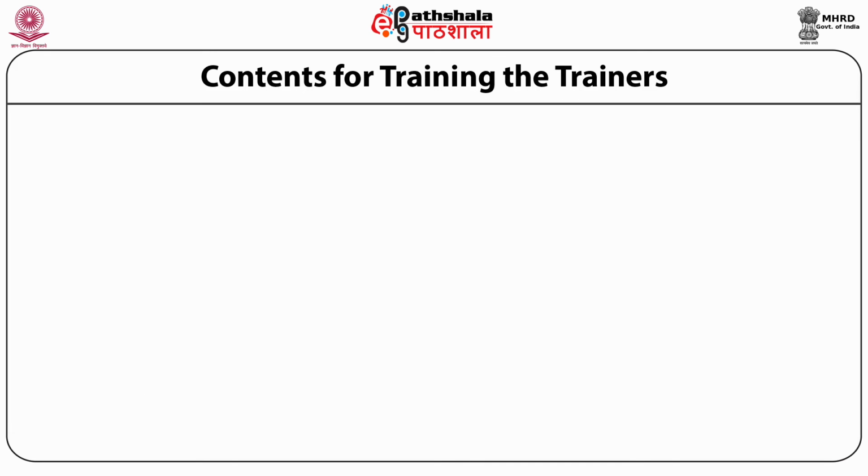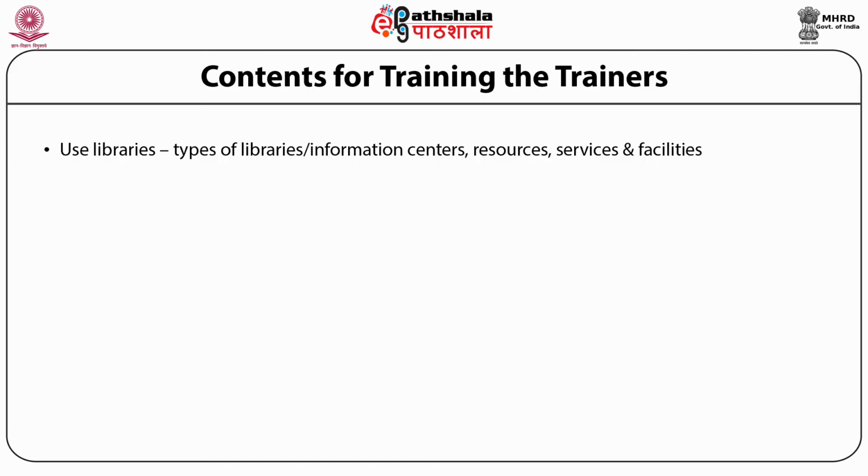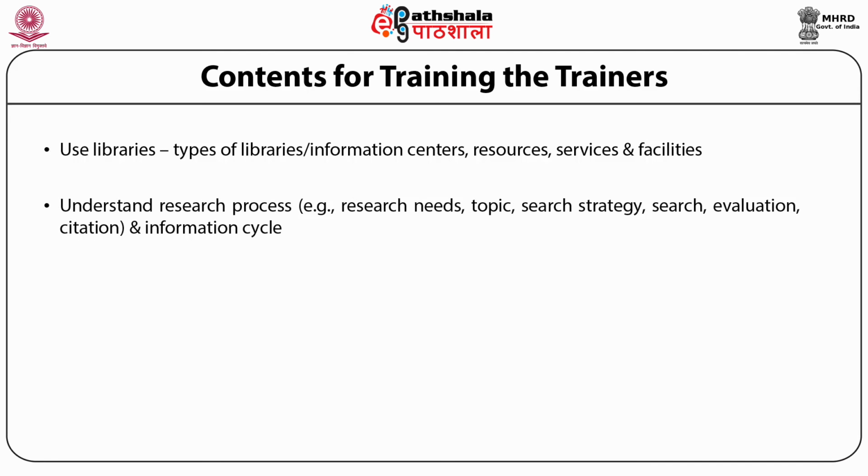Contents for training the trainers means the content for library and information professionals. Use of libraries, different types of libraries, information centers, their resources, services, facilities. Understand the research process, meaning the research needs, topic, search strategy, search, evaluation, citation and information cycle. This means how the information is being generated, how the information is being used, how the whole information cycle goes on. If the library professional understands it, it will be easy for them to serve the users in a better way.